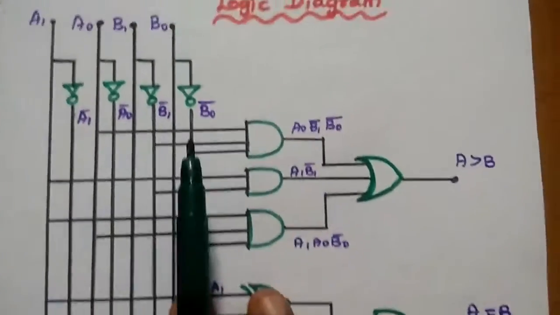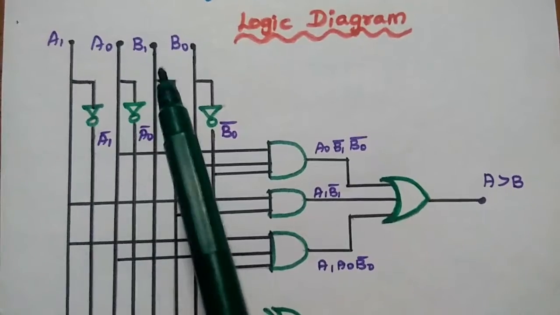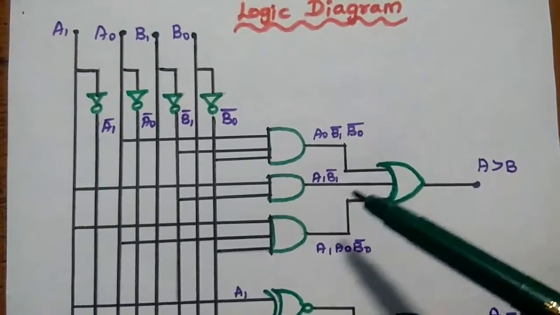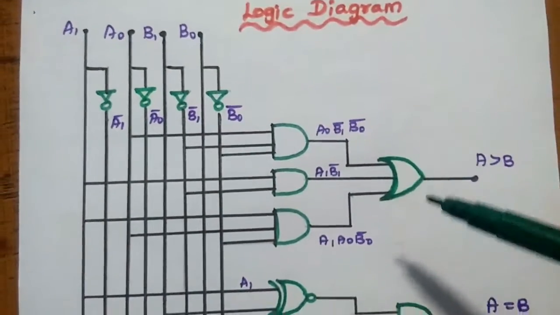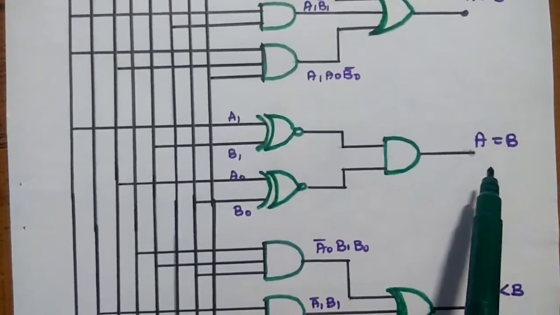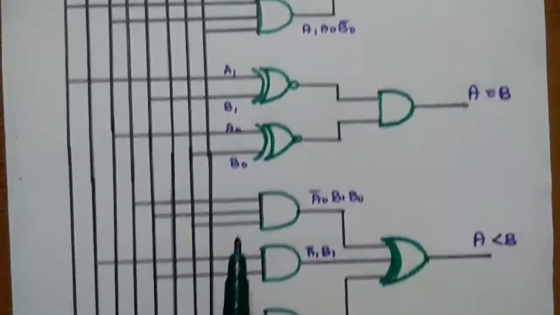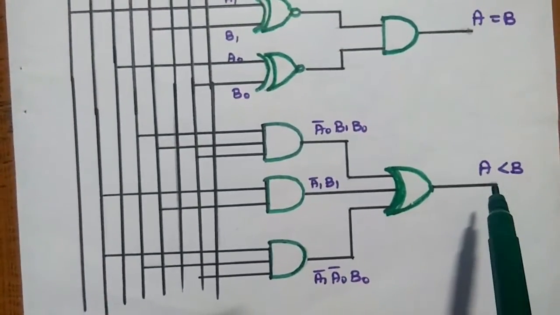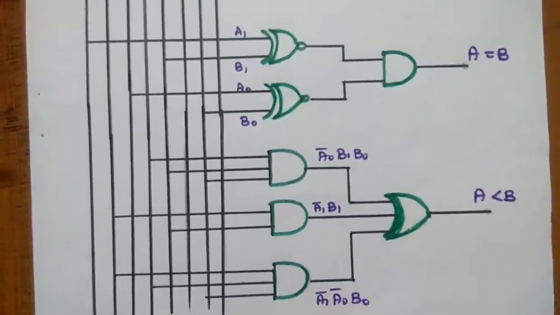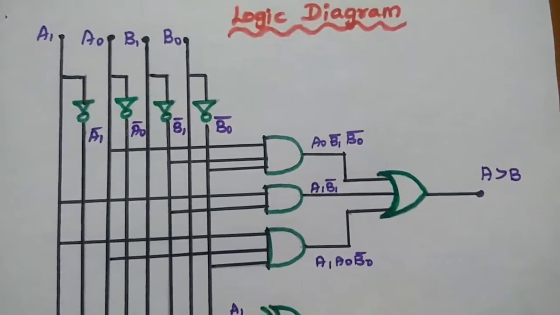Okay. So here this is the logic diagram for the 2-bit magnitude comparator. So A1, A naught, B1, B naught and the respective complement values. For getting A is greater than B, we need to have 3 AND gates and 1 OR gate to sum up all the outputs of the AND gates. So for getting A is equal to B, we need to have 2 XNOR gates and 1 AND gate. So next, for getting the output as A is less than B, we need to have 3 AND gates and 1 OR gate. So on the whole, this is the logic diagram of the 2-bit magnitude comparator.